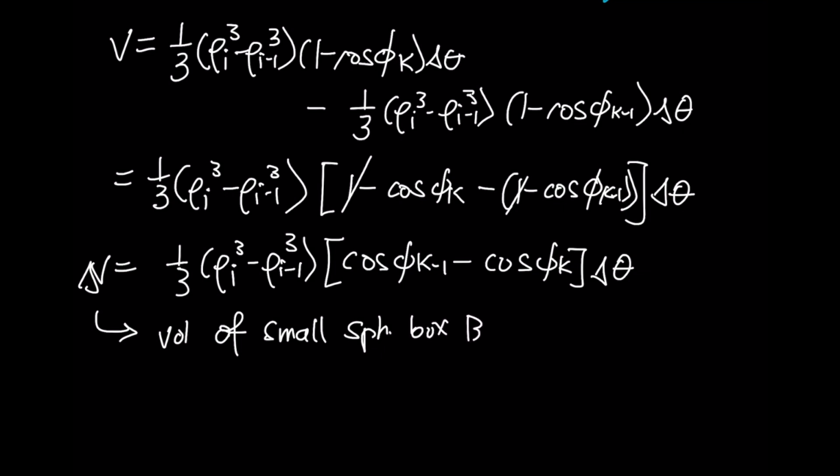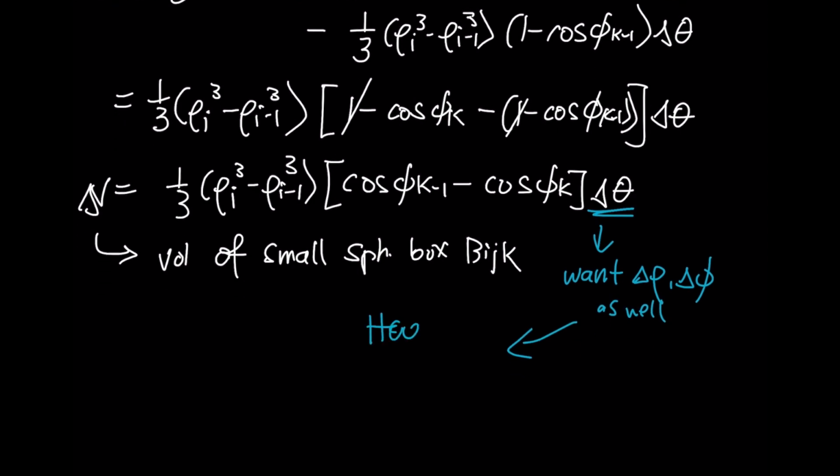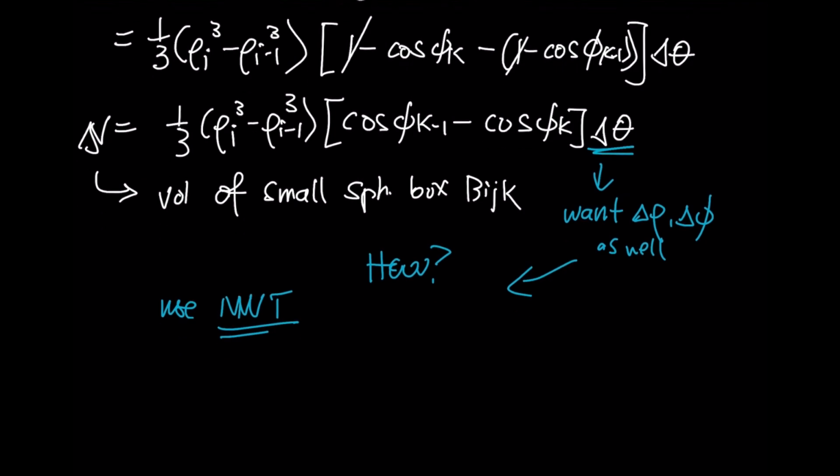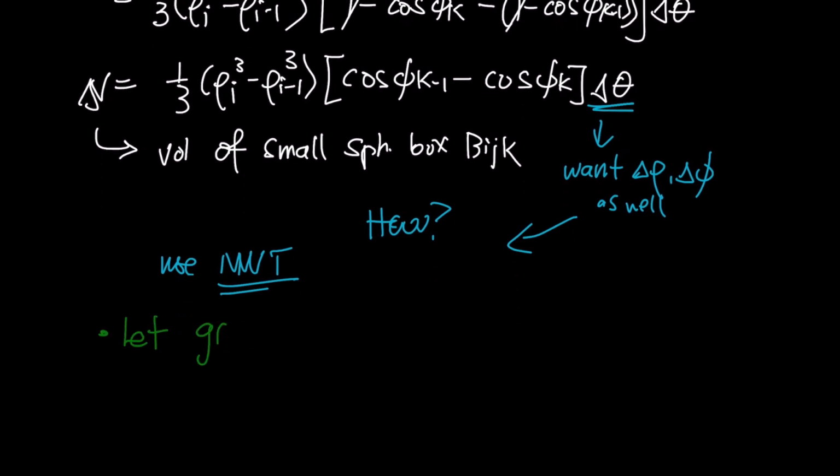But unfortunately, it isn't in the right form. Eventually, what we're going to want is to have a Riemann sum. We also need a delta rho and a delta phi as well. There is a way for us to generate it, though, and this is a very useful application of the mean value theorem. Let's say we have this function g of rho, and we're going to call it rho cubed, and it's going to be defined on our box, rho i minus 1 to rho i.